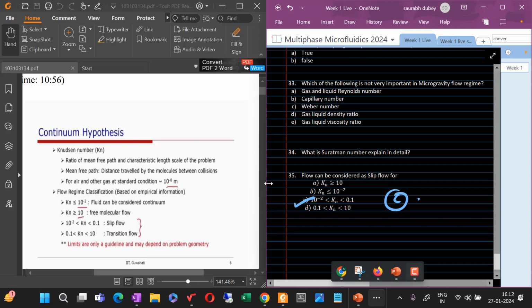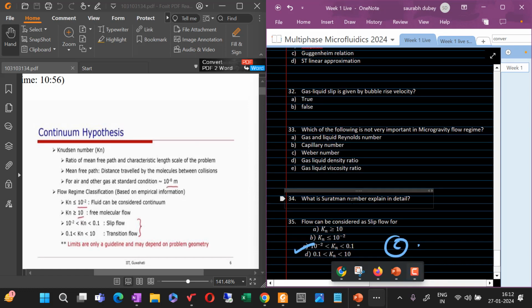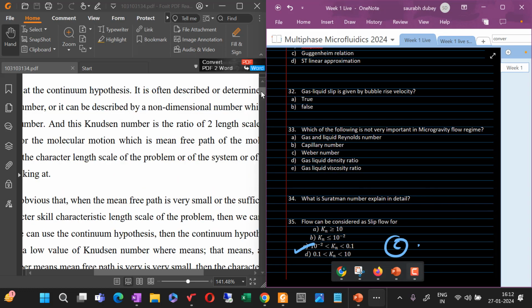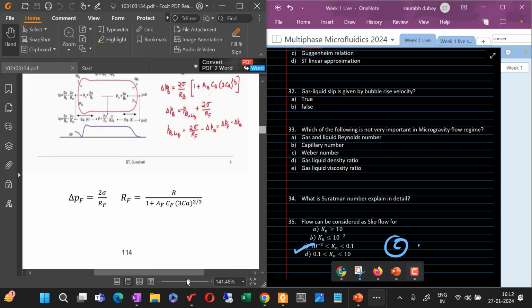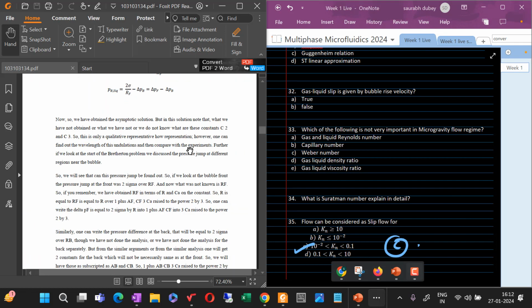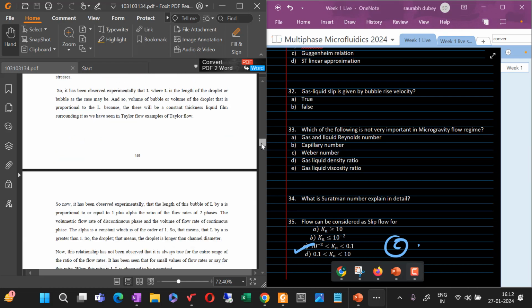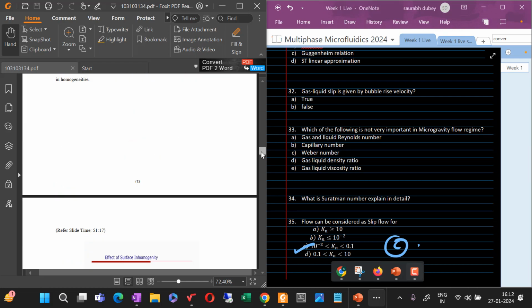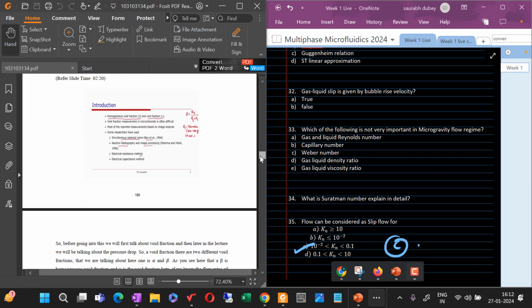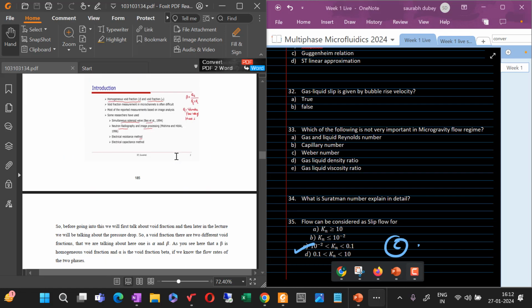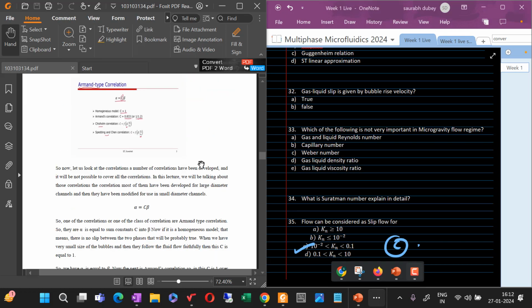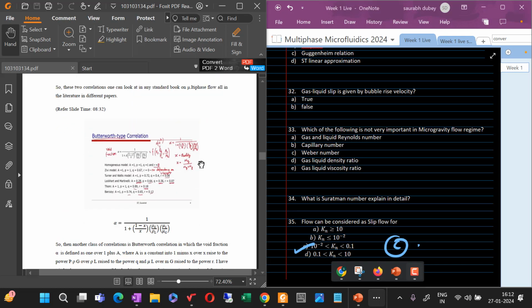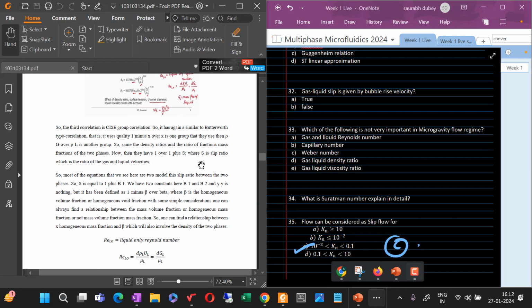So C. Okay, so what is the Suratman number? It was there in the third lecture. I haven't gone through that, so let me just release that. It is there in the last third or fourth slide, where sir was explaining about this in the regimes. Do you know the regimes? Yes sir, that I covered. You covered that, no?